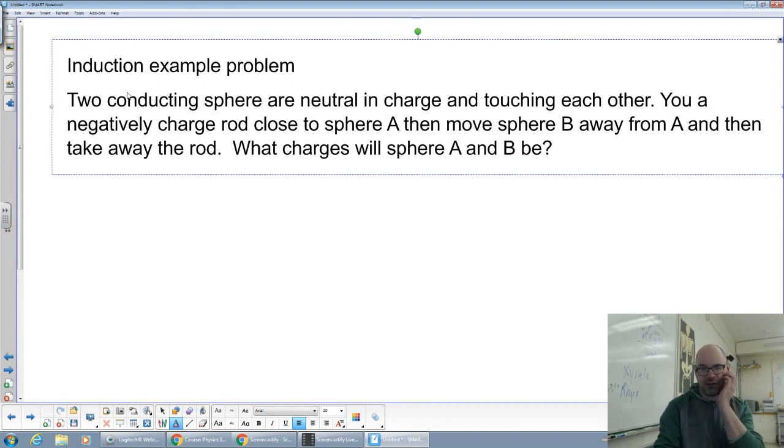Okay. So there you have three chances. You have positive, negative, and neutral. There are three different charges: positive, negative, neutral. You could just state them out, but it's easier if you draw it. So let's draw it out here and see what happens.